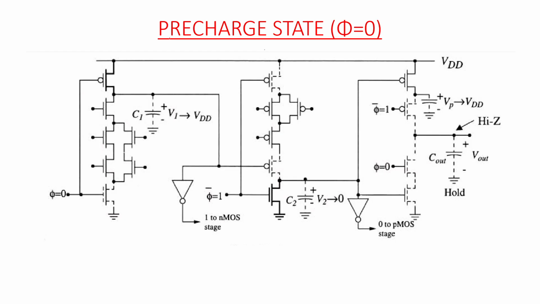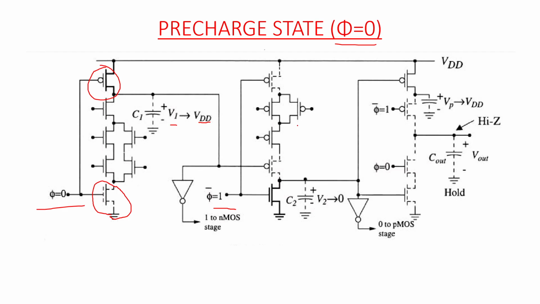The pre-charge state happens when the clock signal phi is 0. As you can see we have the clock signal phi equal to 0 here, so obviously phi bar will be equal to 1. As phi equals 0 here, this NMOS will be open circuit. So V1 will charge to VDD through this transistor. The voltage of the capacitor C1 that we are denoting by V1 is getting charged to VDD. That is why it is called the pre-charge state.